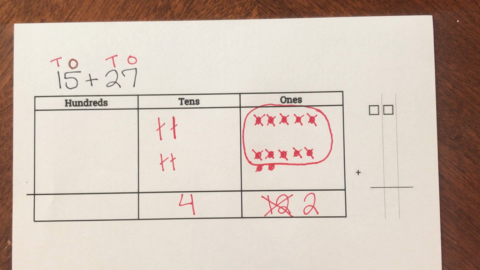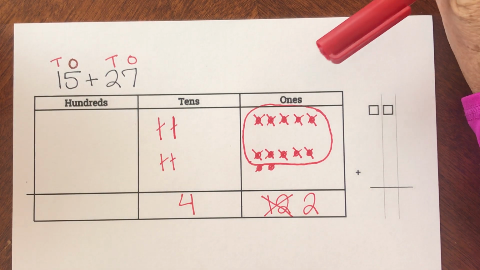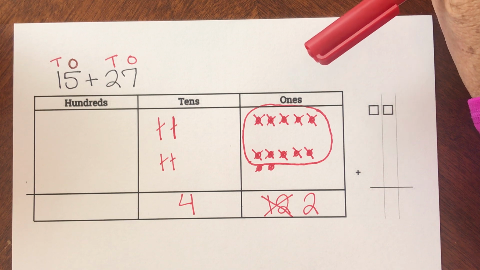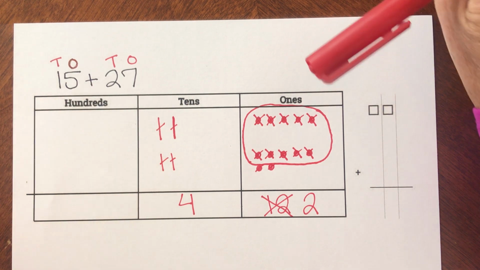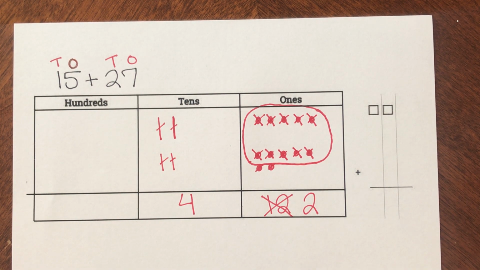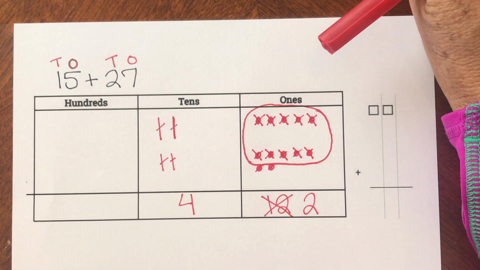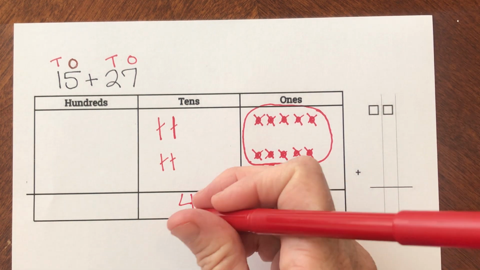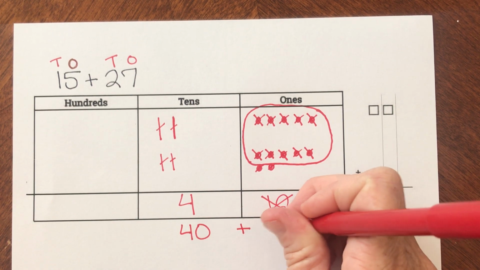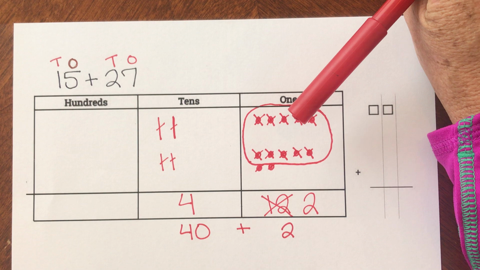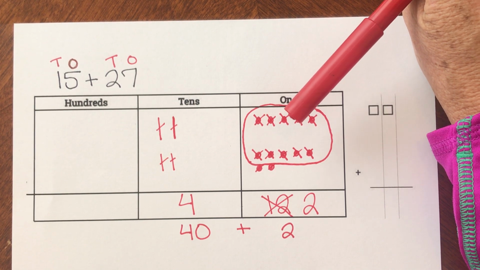Okay, so what is my answer then? Well, my answer would be I have 4 tens. So is that really, would we call that 4 tens? We could, but how much is 4 tens worth? How much is 4 tens actually worth is what we have to kind of think about when we're solving this. 4 tens is worth 40, and 2 ones is worth 2. So I have 4 tens, which is 40, plus 2 ones, which is 2.